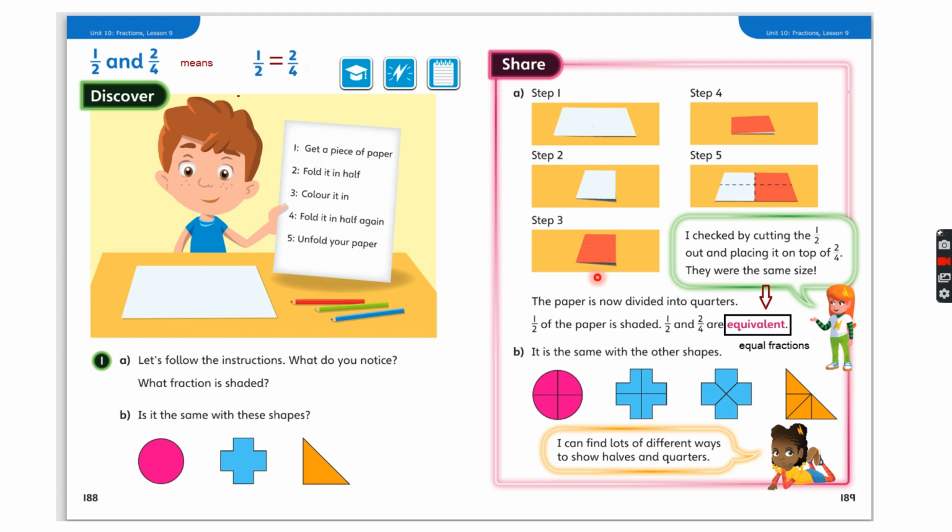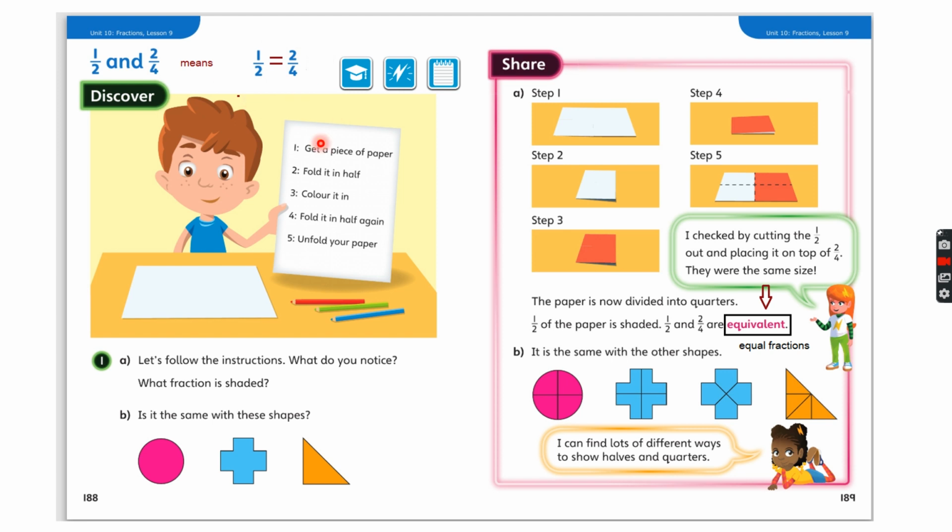Let's focus on the orange part. This part is 1 out of 2. The orange piece here is 1 out of 2. The same orange piece is not 1 out of 2 anymore, now it's 2 out of 4. I'm still talking here about the same piece of paper, the same orange piece. It was 1 out of 2, now it's 2 out of 4. That's why these two fractions are equal.